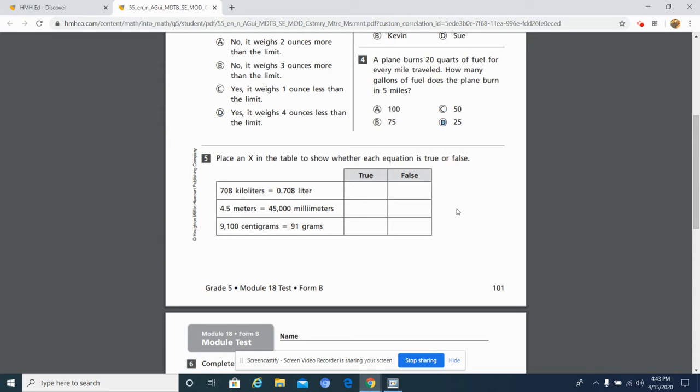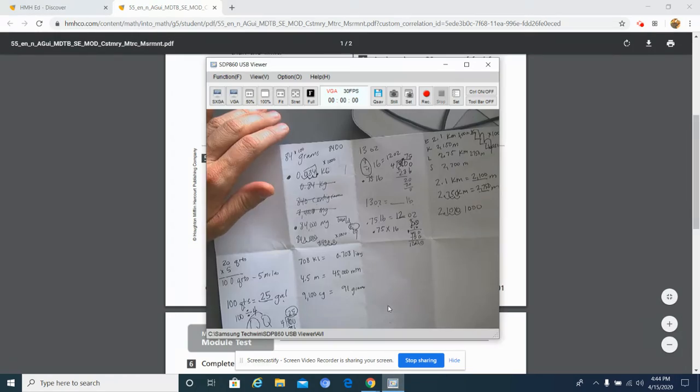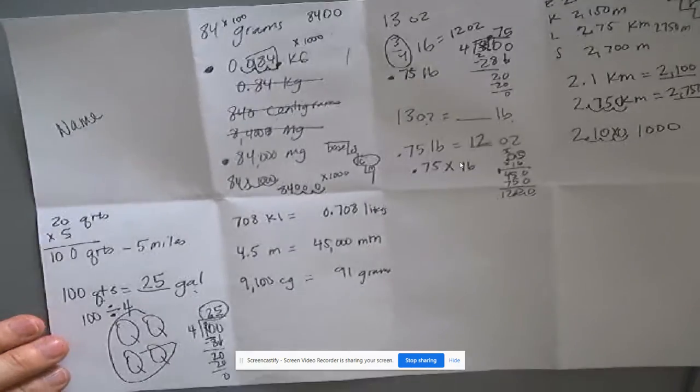4.5 meters equals 45,000 millimeters. And 9,100 centigrams equals 91 grams. All right, let's go through. We're going to have to figure out each one of these, okay?